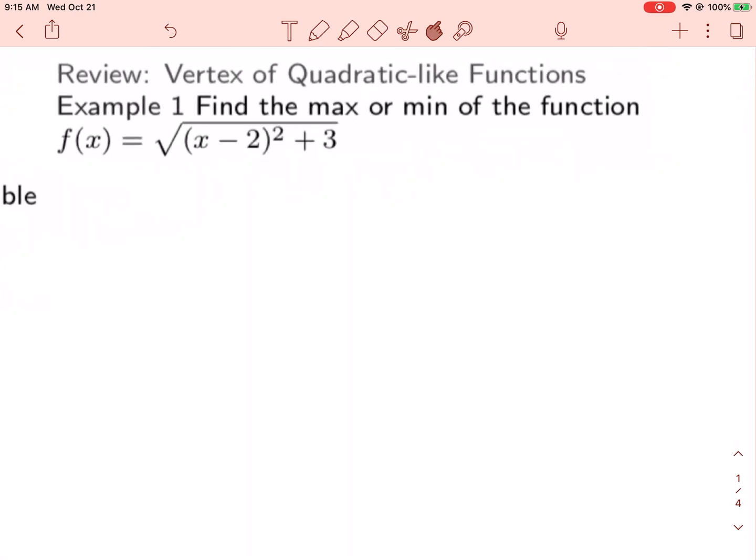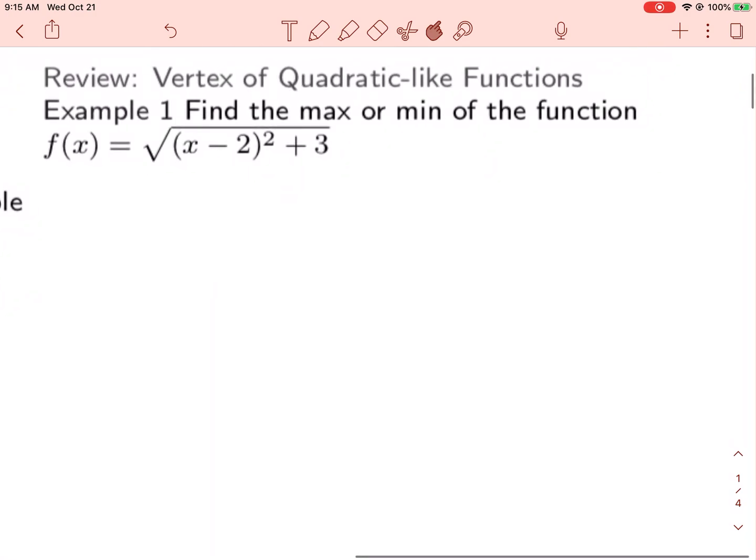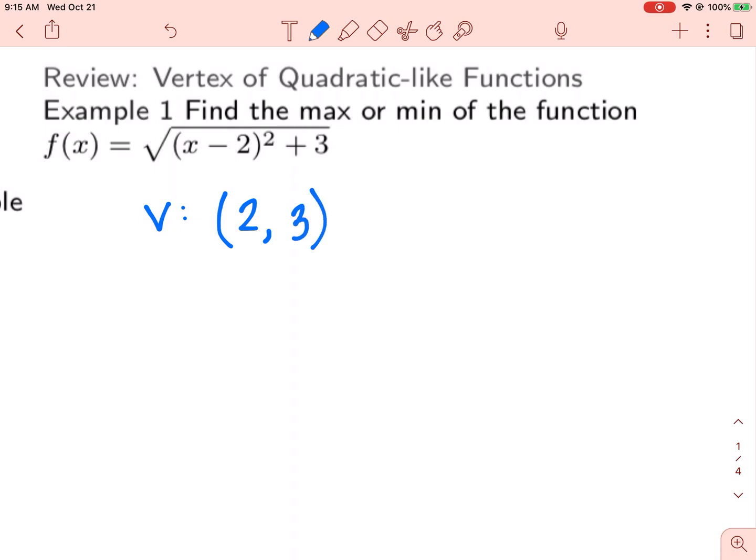Okay, vertex of a quadratic-like function. Example, find the max or min of the function here. So we've talked about max and min before. You know it's going to be the opposite of the term in the parentheses, so positive 2, and it's going to be the same as the term outside. Okay, that is the vertex for just the equation inside.